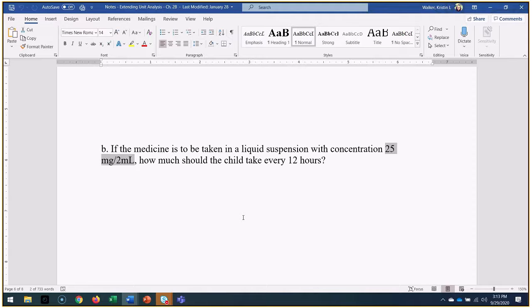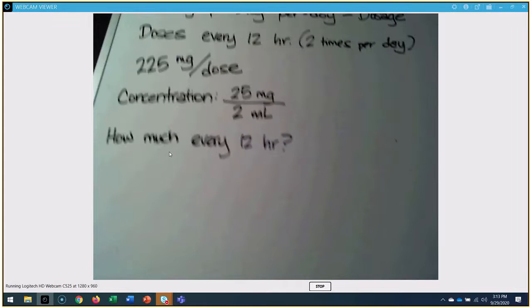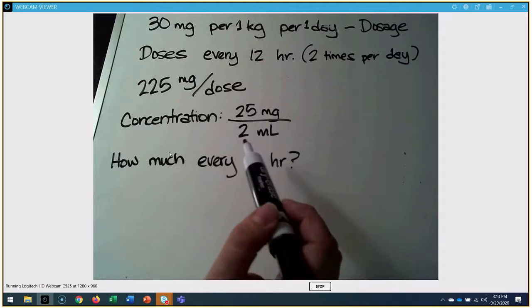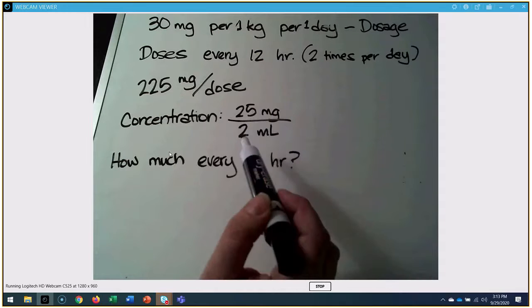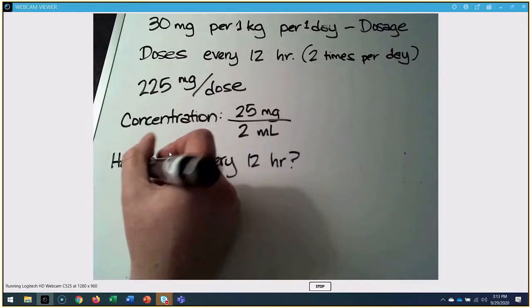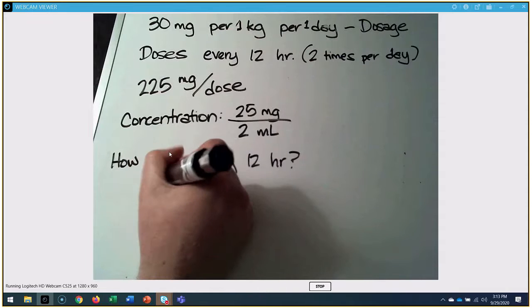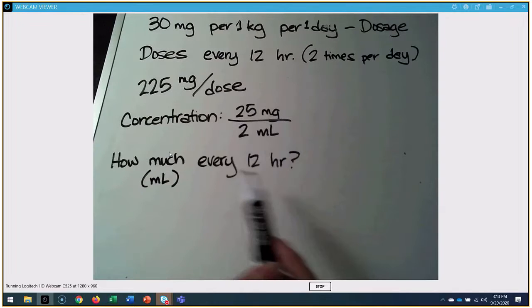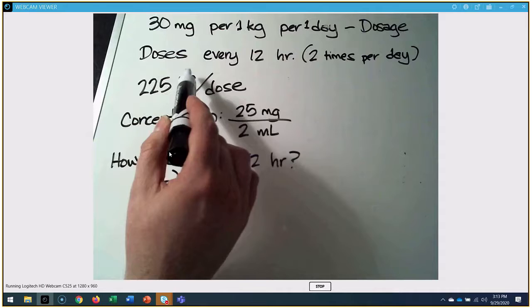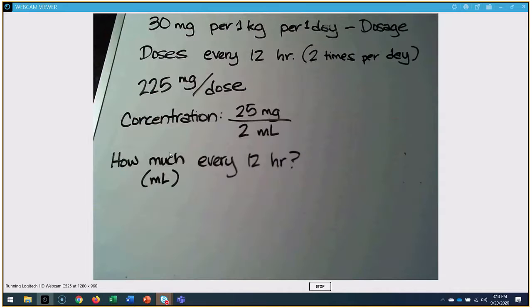Hang on, every 12 hours. Okay, so let's go here. Here's what's happening. If we're going to give this concentration and mix it with some liquid that does not contain any medicine, we need to know how much we're going to give. Now they're asking for how many milliliters of this we are going to give to this child so that they get the correct dose that we figured out before.